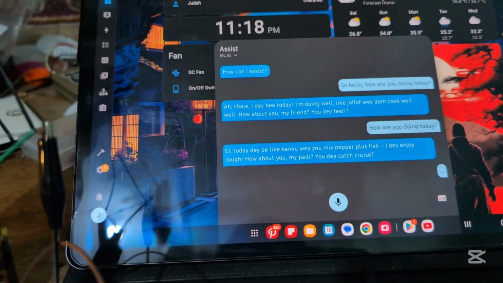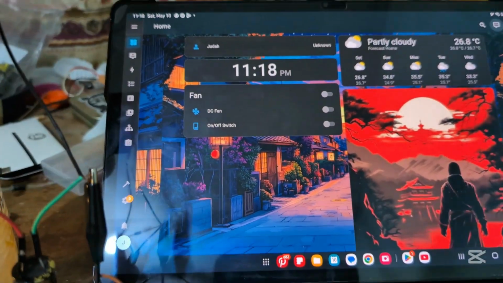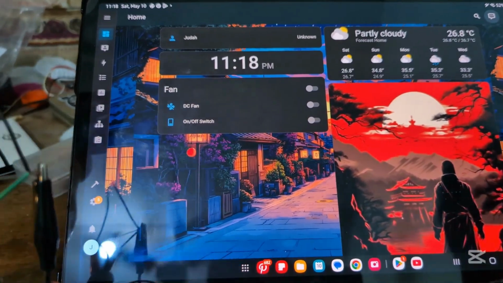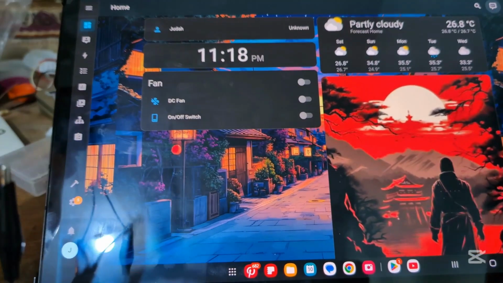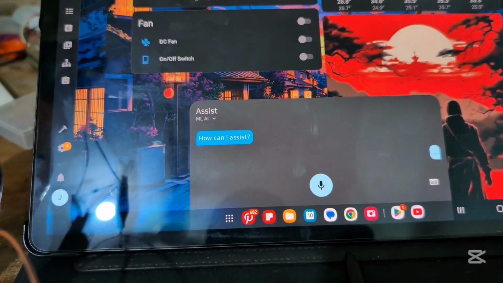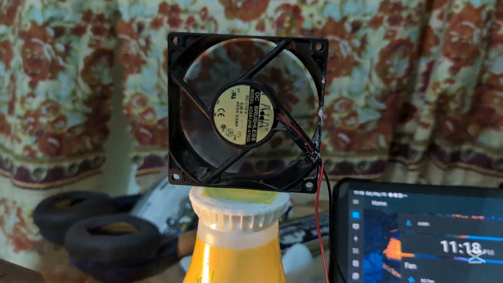As you can see, it's trying to speak the pidgin, but then fast, it's not really up there, but at least it's able to speak the pidgin. So let's try something. Let's use it to control our fan. Turn on the DC fan. Turn on the fan. So as you can see, it turned that on, then it's running.